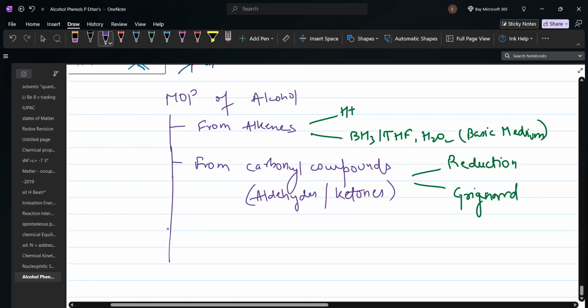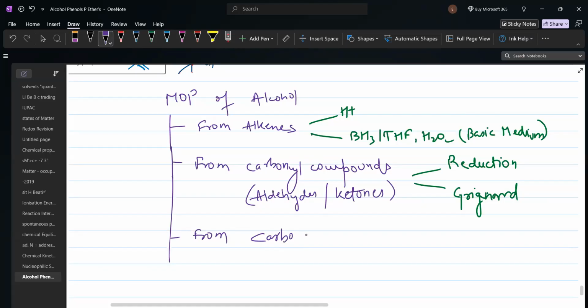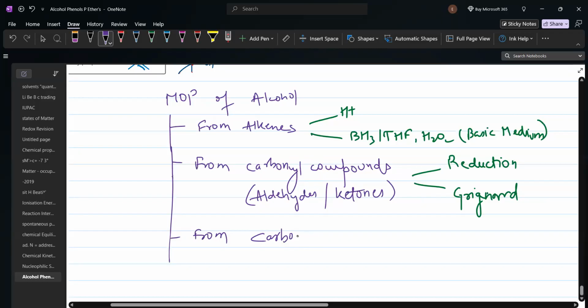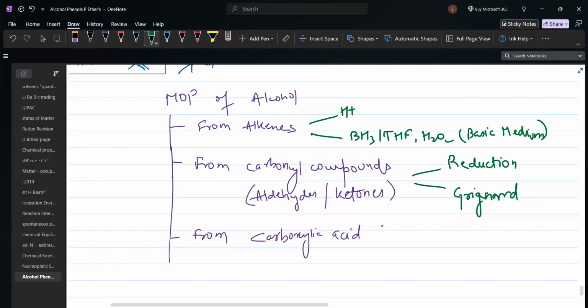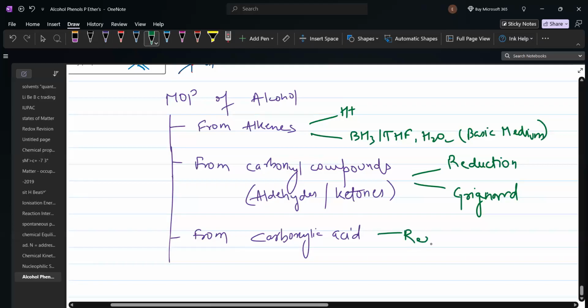Understood? Yes, sir. When you see this chart, most of your chapter overview will be clear. That is why it will be better to understand the chapter. Then we will see from carboxylic acid. Here we will see a reduction. Through reduction, carboxylic acid converts into alcohol. Reduction.